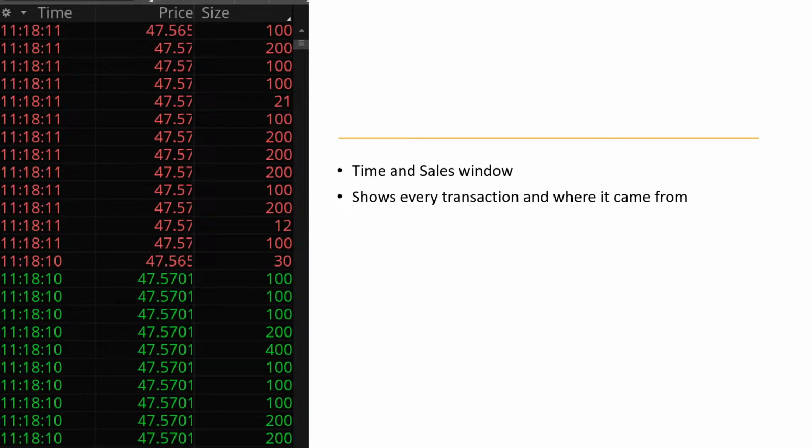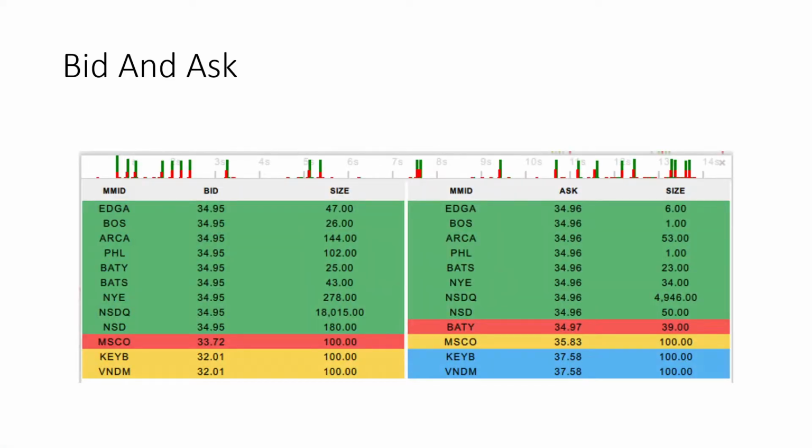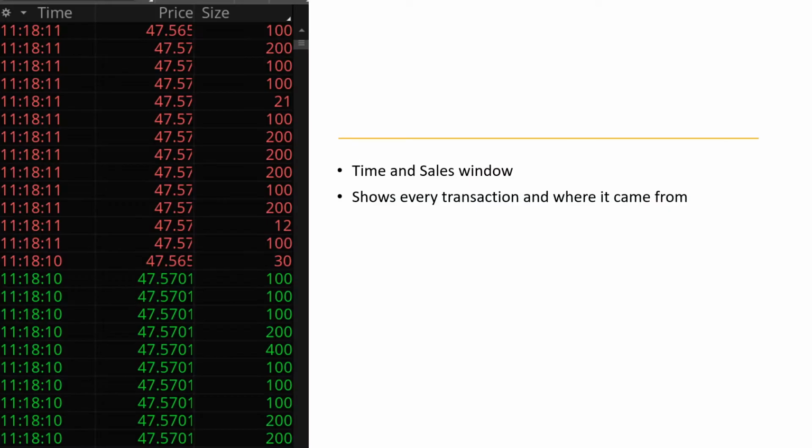Next thing we're going to look at, this is the second part of the level 2. This is called the time and sales window. This one is very important because, as we can see from this bid and ask, where we're just seeing these flat numbers here, this time and sales window is going to show us the transactions that are taking place. Think of it like when you go to a store and you get your receipt. That's what it is. So this is the receipt for every single trade that takes place in the market.